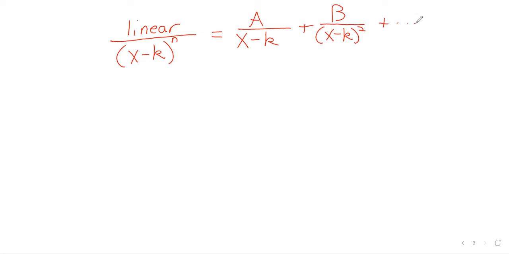And you're going to keep increasing the power down here until you reach the power over on the left. So like if you had x minus k cubed, it would be a over x minus k plus b over x minus k squared plus c over x minus k cubed.